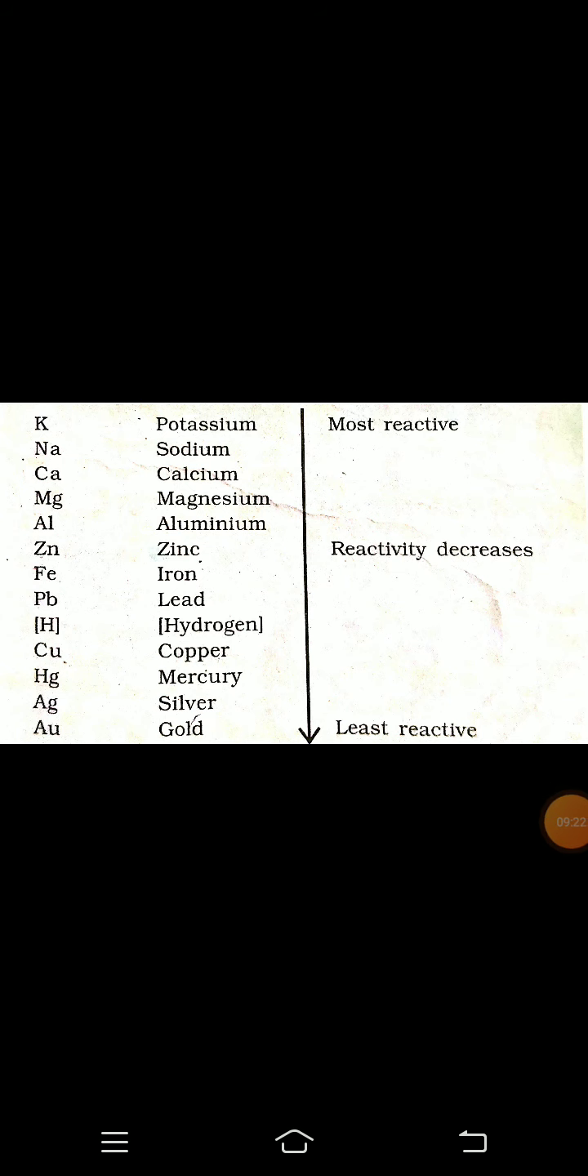So here you will remember that reactivity of metals is the ability of metals to react with other substances. The reactivity series is a list of metals arranged in which order? In decreasing order. And this will be helpful for displacement experiments. So this is all about the reactivity series.